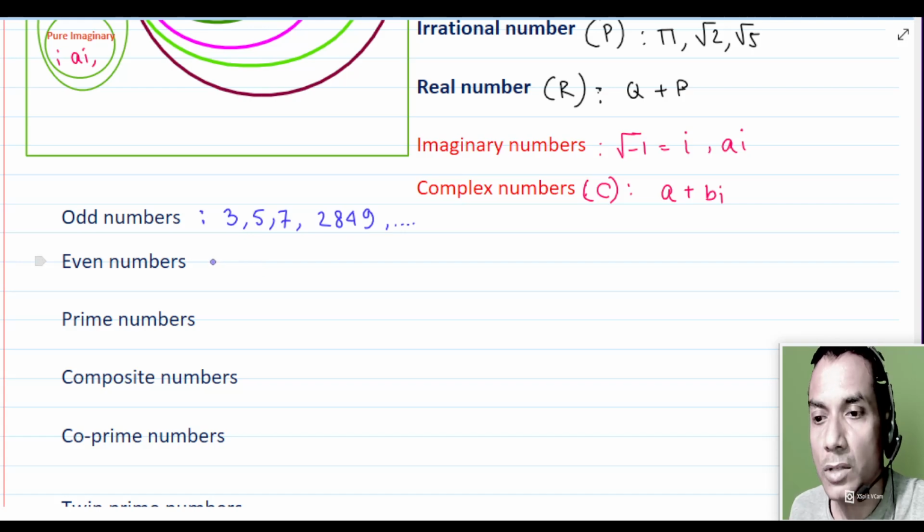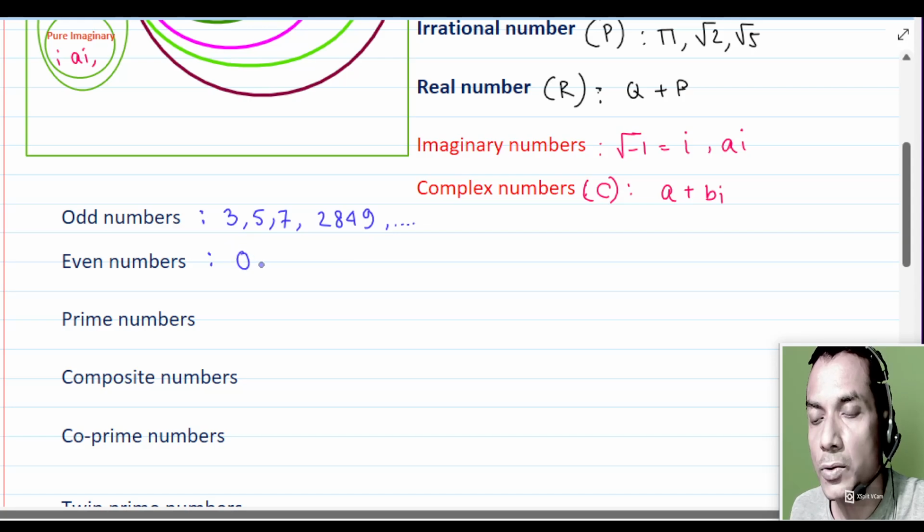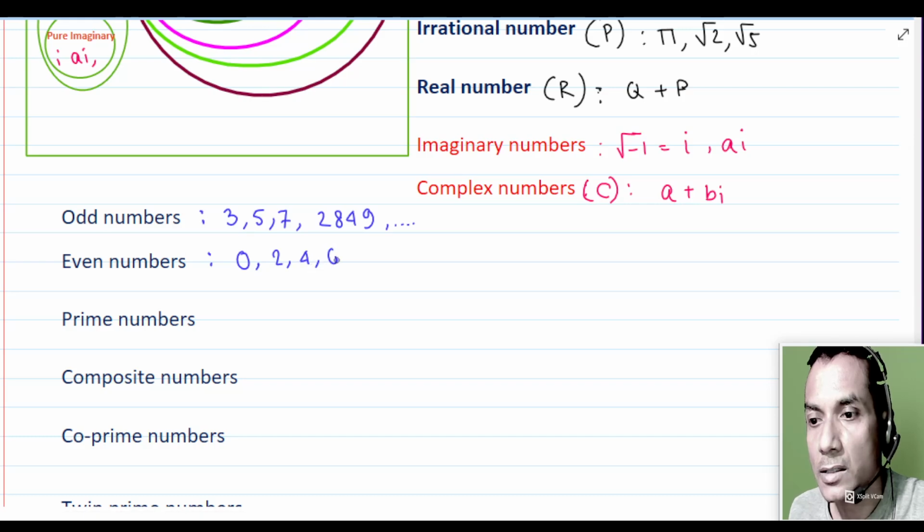And what are even numbers? Even numbers are those numbers that are divisible by 2. For example, since 0 is also divisible by 2, you can say 0 is also an even number. Then 2, 4, 6, 8, and also if the unit digit is even, then it is an even number, for example 5, 6, 2. 5, 6, 2 is also an even number. Clear?